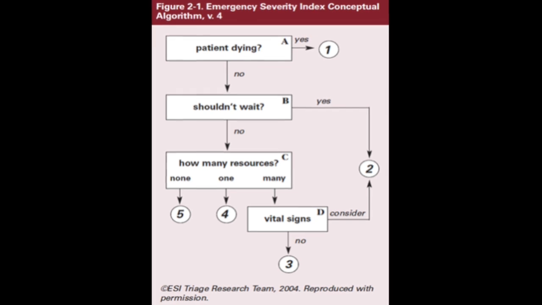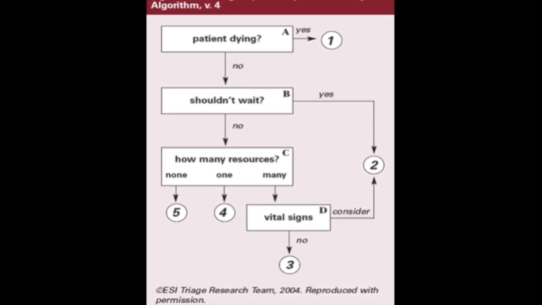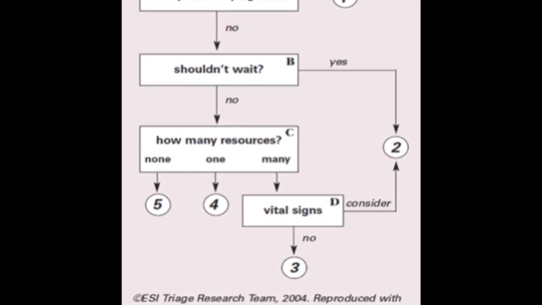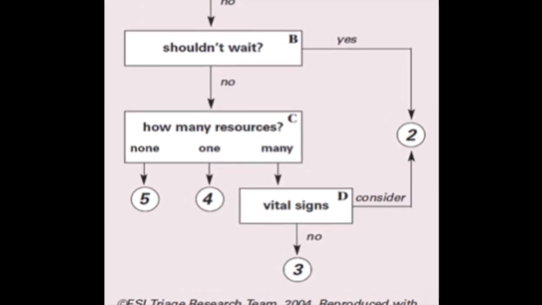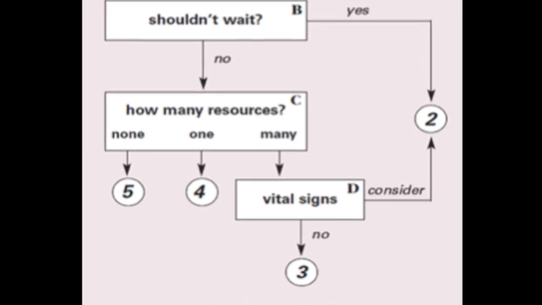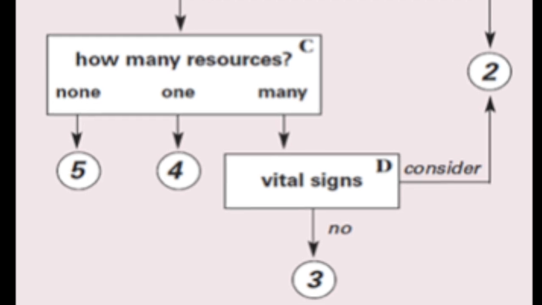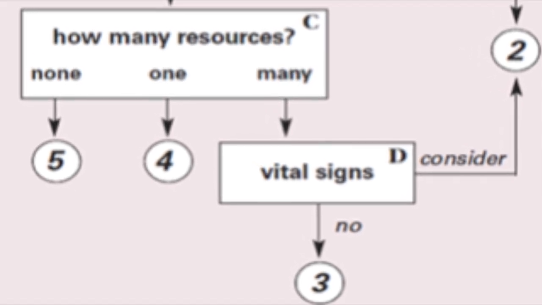So patients, again, that need 2 or more of your resources will be an ESI 3. If they only require 1 resource, then they are an ESI 4. And if they don't require any resources, they are considered an ESI 5 patient.